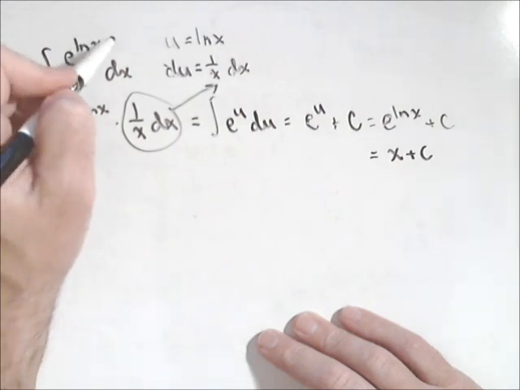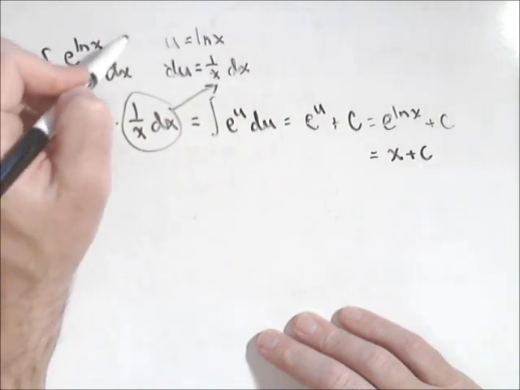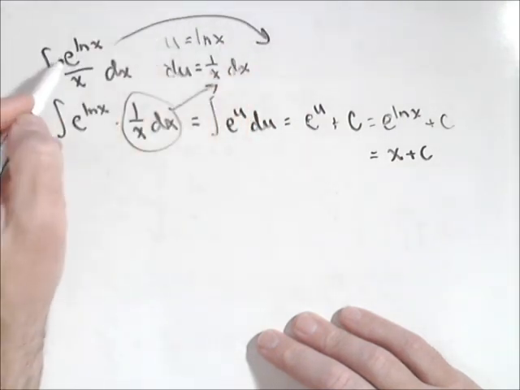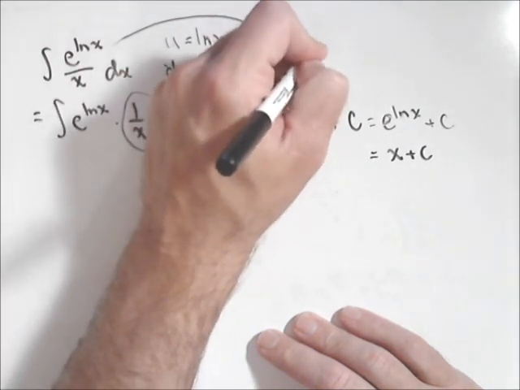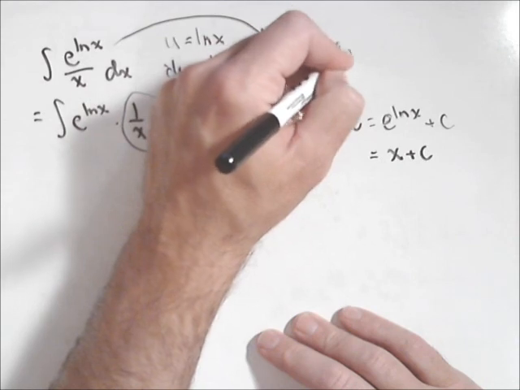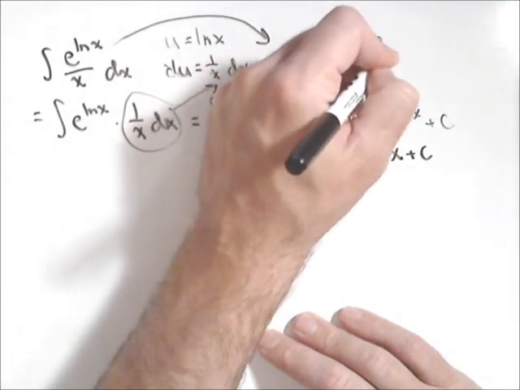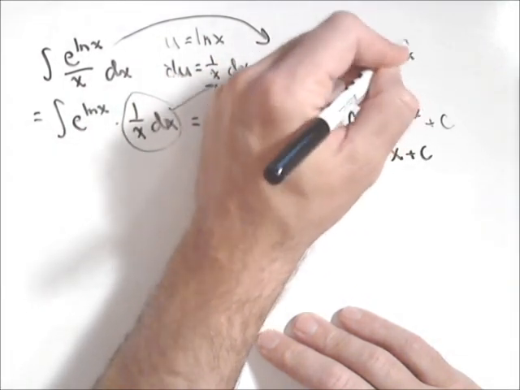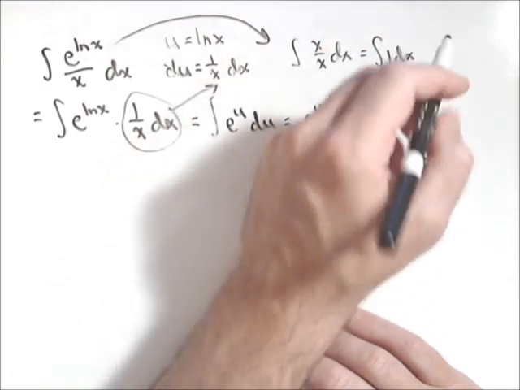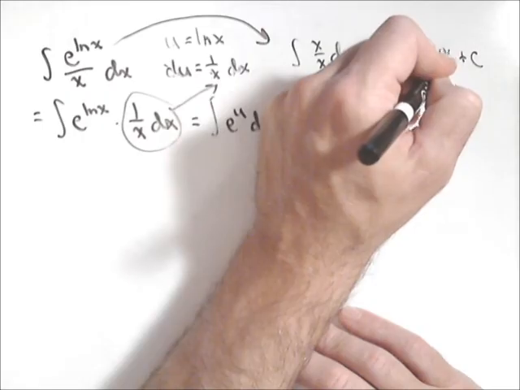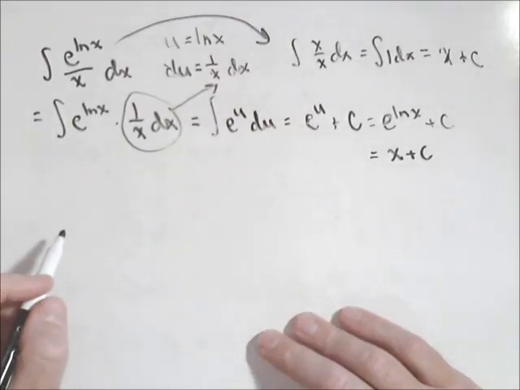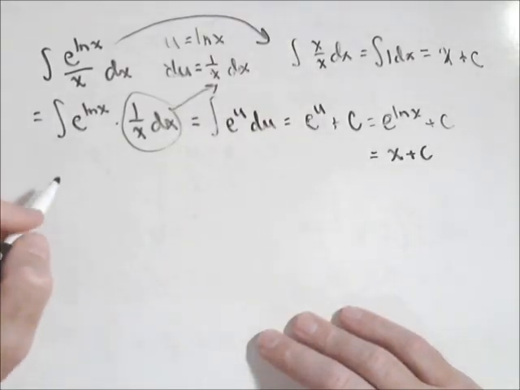We could have applied it back at the beginning. This is really interesting. If we had e to the ln of x is just x, we would have had the antiderivative of x over x dx, or the antiderivative of 1 dx. The antiderivative of 1 is just x, so we'd have x plus c. So a nice little quick check using properties of logs.